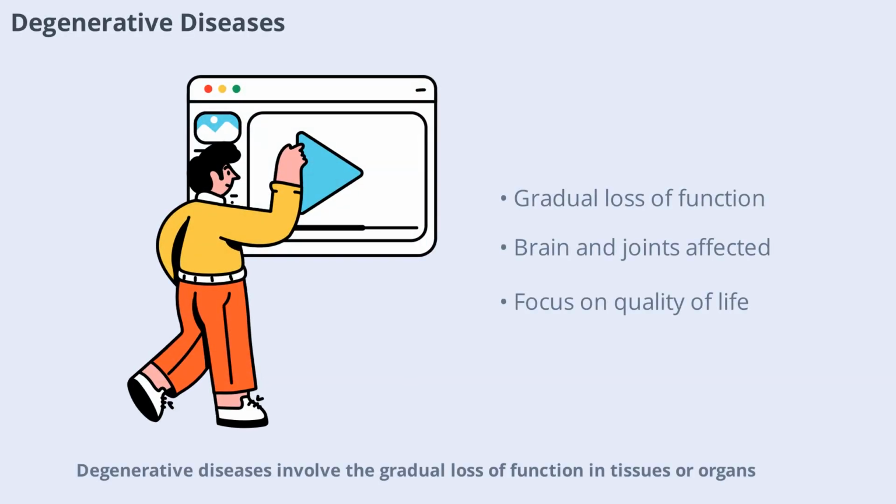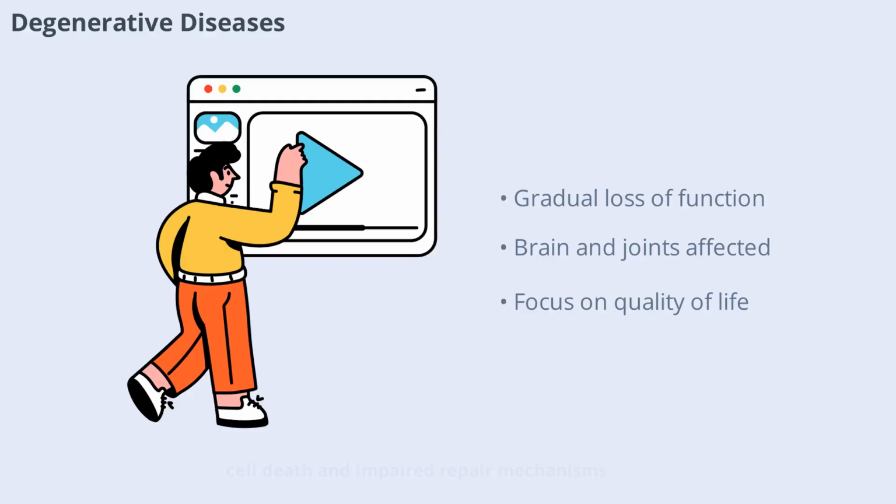Degenerative diseases involve the gradual loss of function in tissues or organs. Examples include Alzheimer's disease, which affects the brain, and osteoarthritis, which damages joints. The pathophysiology often involves chronic inflammation, cell death, and impaired repair mechanisms. Managing these diseases focuses on slowing progression and improving quality of life.